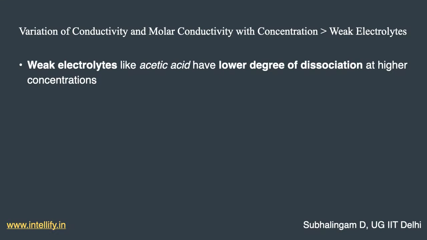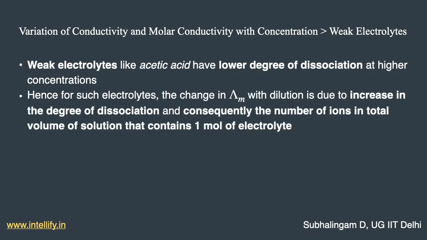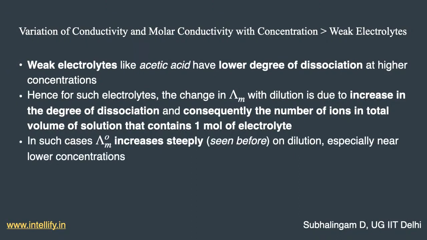Weak electrolytes like acetic acid have a lower degree of dissociation at higher concentrations. Hence, for such electrolytes, the change in lambda M with dilution is due to the increase in the degree of dissociation and consequently the number of ions in the total volume of solution that contains 1 mole of electrolyte. In such cases, lambda M increases steeply. We have seen that before on dilution, especially near the lower concentrations. Do you remember the curve for acetic acid? It was like a 1 by x curve. So as the concentration nears 0, we had a steep increase. Remember it?